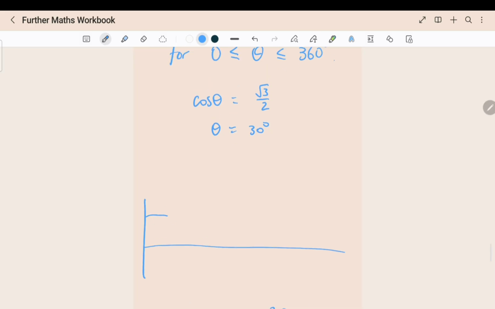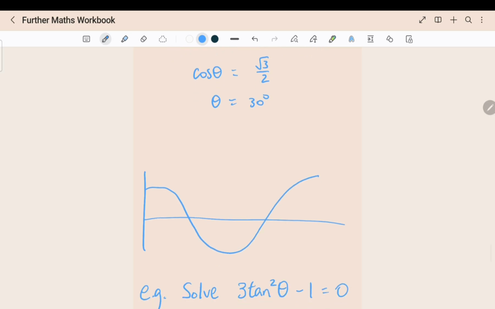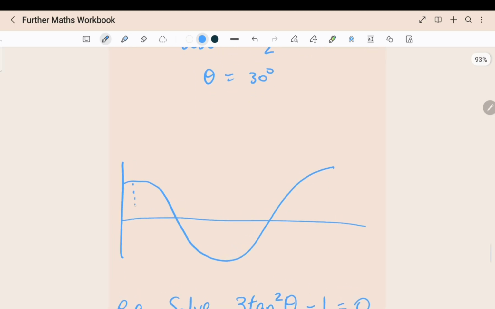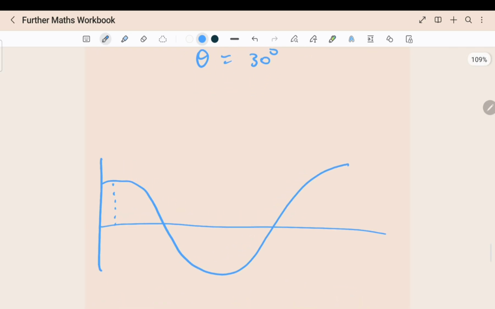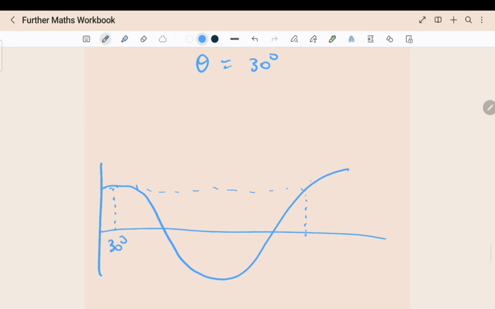So if we have the cosine graph, it's going to look something like that. At 30 degrees here is root 3 over 2. But by symmetry, I must also have another solution all the way here, because that height will also be root 3 over 2. Which means I need to find what angle this is.